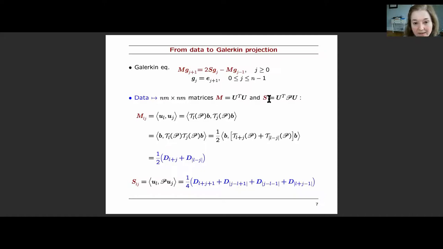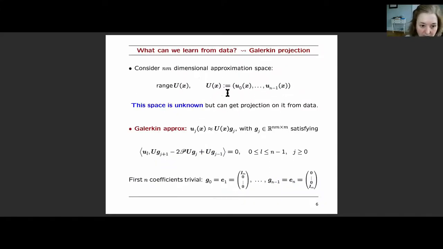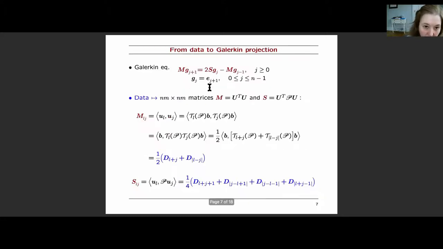And the matrix S here is given by the product of UL with the propagator acting on UJ. Okay, so we obtain this equation, and this is where we can see that the reduced order model can be computed just from the data, because these matrices, even though we don't know the approximation space U, we don't know this U, we can compute these matrices M and S from the data.